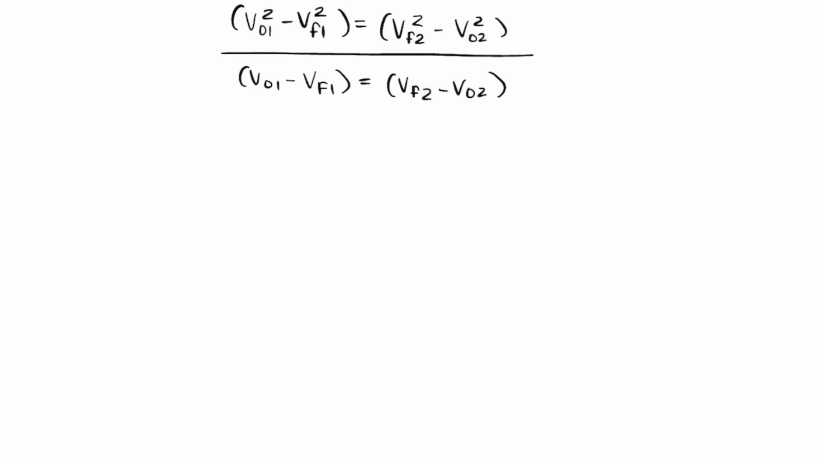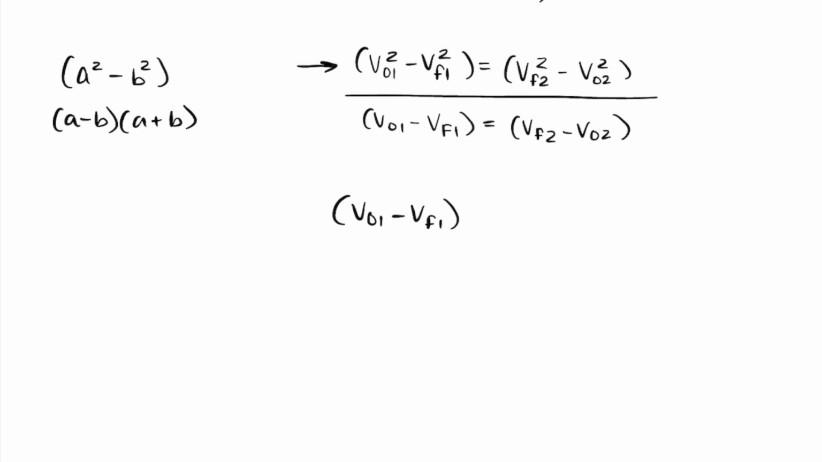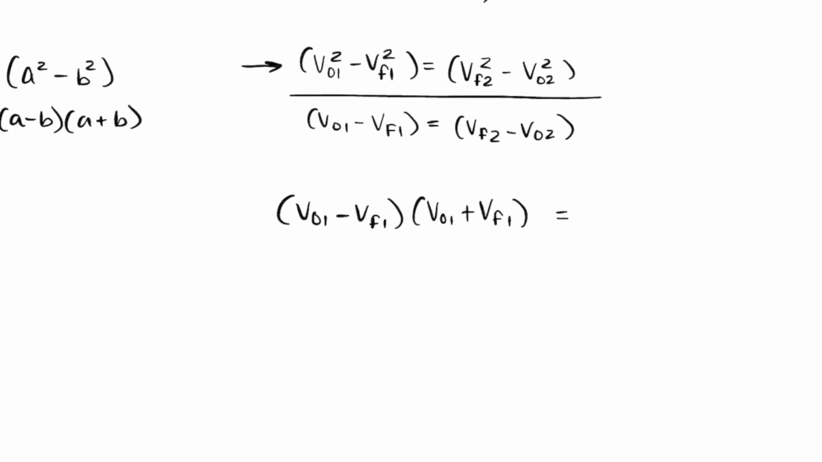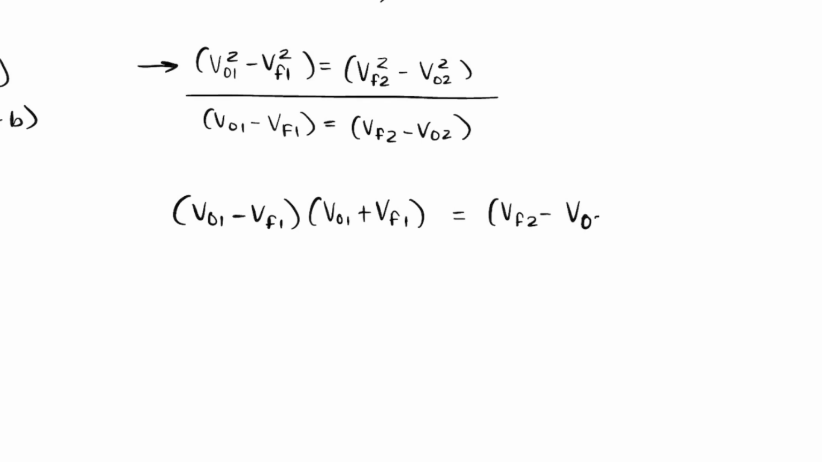Here's a little trick that people often forget. This is the difference of two squares. You learned in math, which is a squared minus b squared essentially equals a minus b times a plus b. So you can split both of these terms like that. So it would say velocity initial minus velocity final of 1 times velocity initial 1 plus velocity final of 1 equals, same on the other side, velocity final 2 minus velocity initial 2 times velocity final 2 plus velocity initial 2.